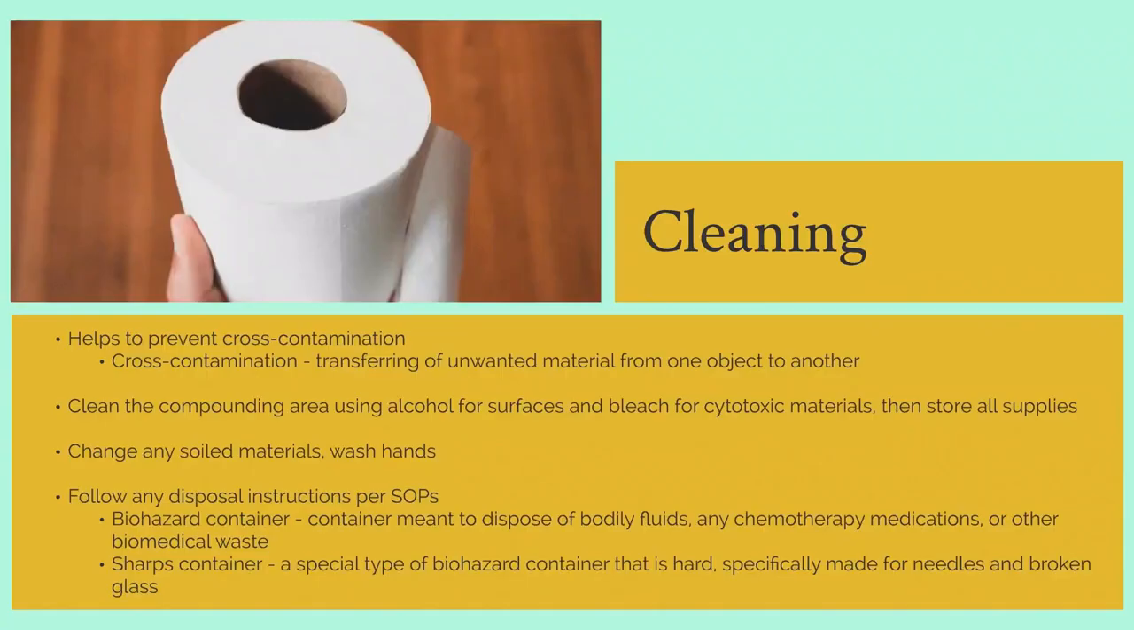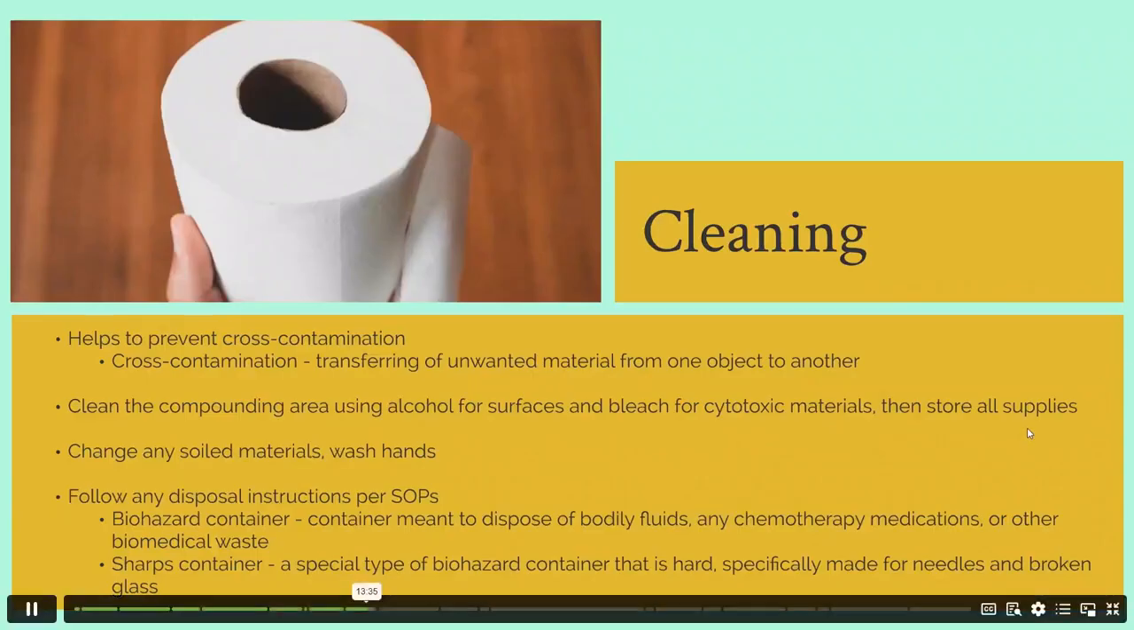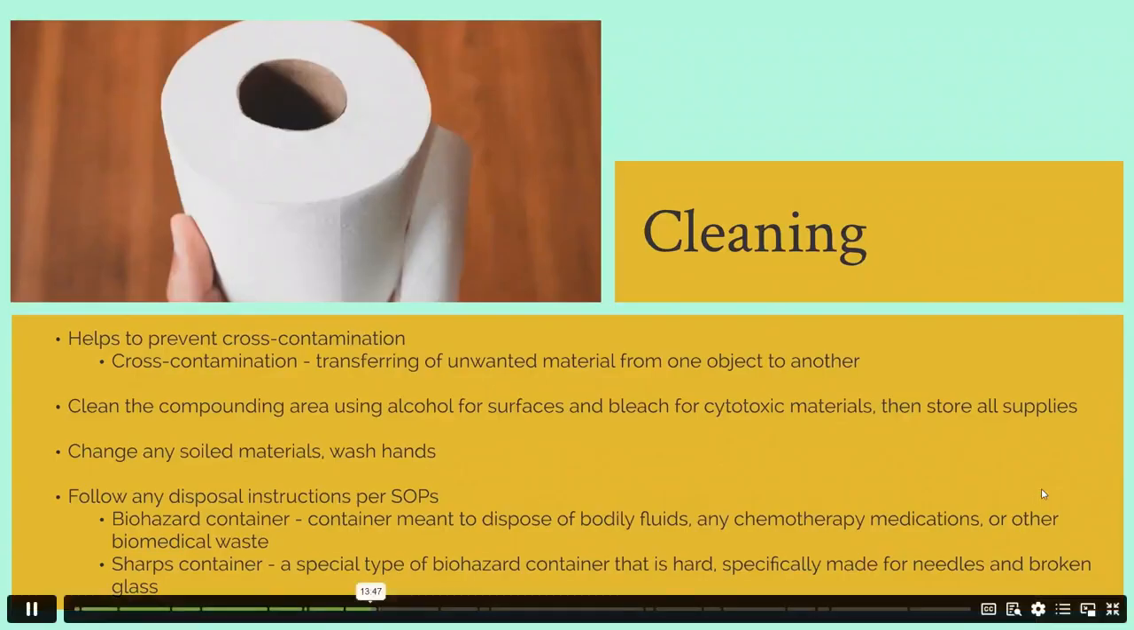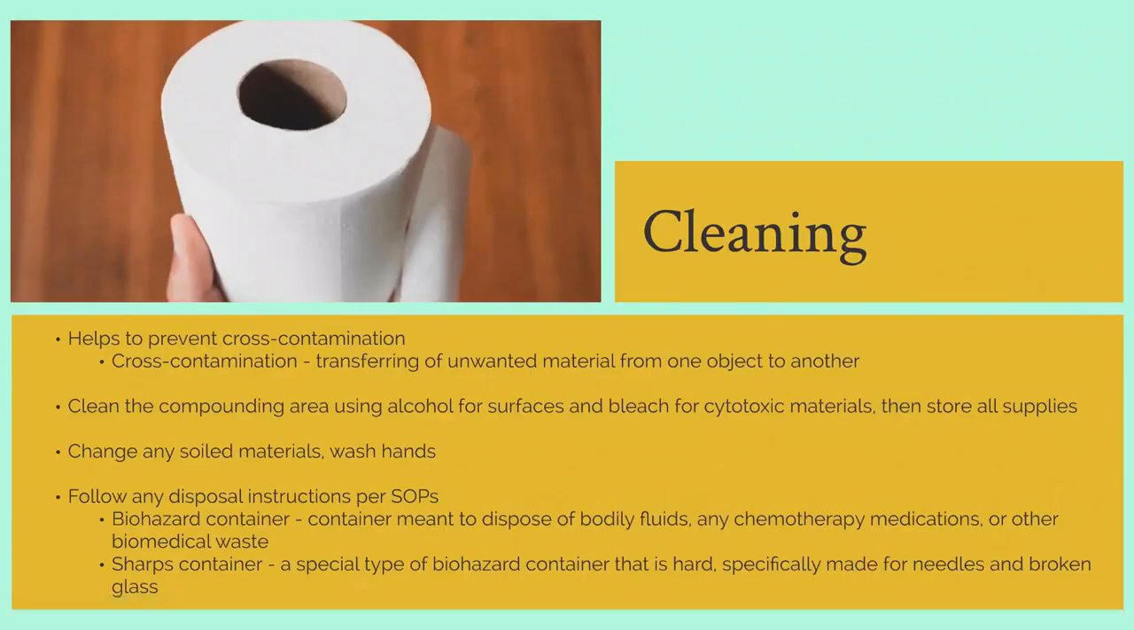So your biohazard container is typically going to be meant to dispose of bodily fluids, any chemotherapy medications, or other biomedical waste. Sometimes you'll see separate containers for chemotherapy medications. The red containers will typically be for your normal drugs, and the black containers will be for your chemotherapy medications. You'll also see sharps containers, which are a special type of biohazard containers that are hard, and they're specifically made for needles and broken glass. You'll use these a lot, especially with sterile compounding, when you're manipulating a lot of glass and needles.